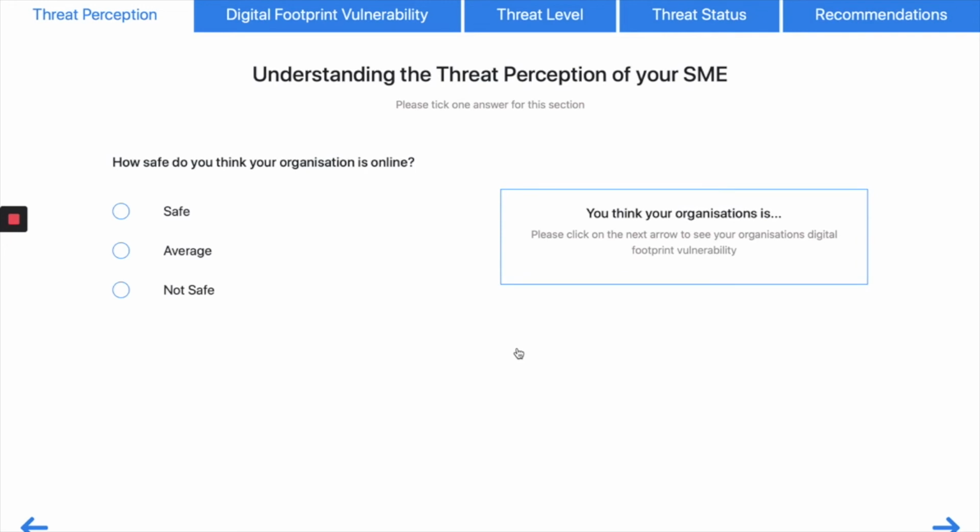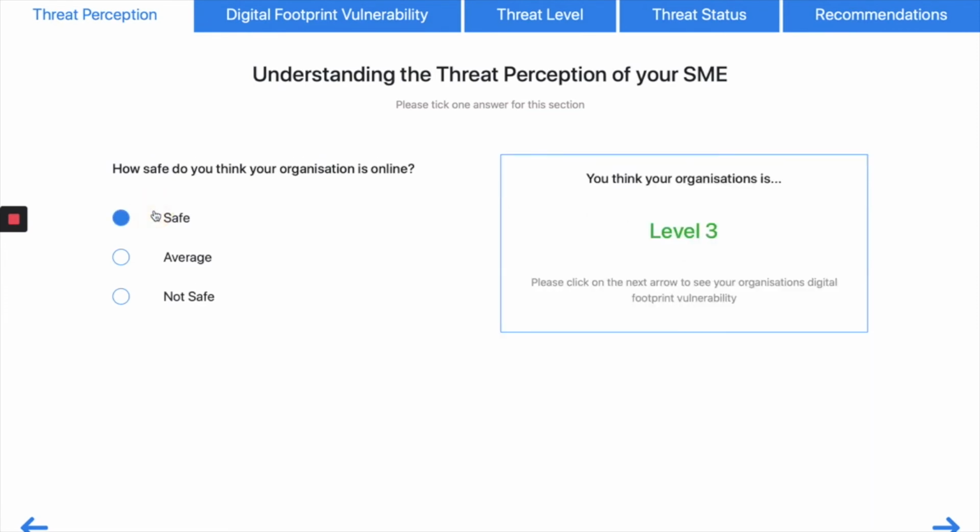Whilst testing it on company A, they actually said that they thought their organisation is safe. So I click on that and it outputs that they think their organisation is level 3, which is the highest level. So it starts off at level 1, which is red, and they're dangerous, they're vulnerable to the threats. Then level 2, which is amber, the medium stage, and then level 3, which is the top stage.